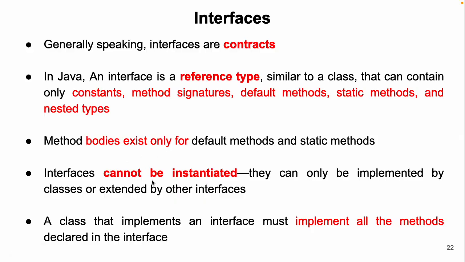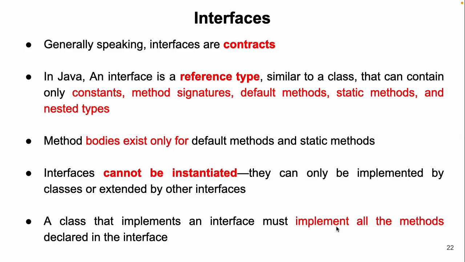And an interface cannot be instantiated. We cannot create objects for any interface. We have to implement the interface using classes, and we can create objects for those classes only. We can't create an object for any interface. It is a generic structure only. And a class that implements an interface must implement all the methods declared in the interface.